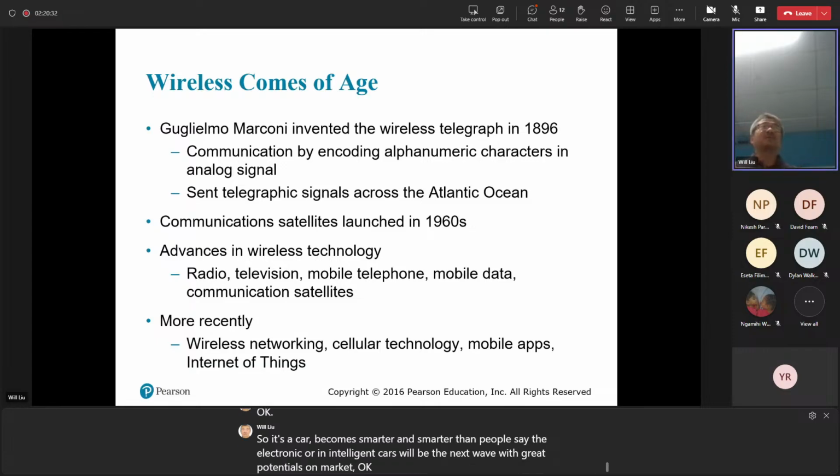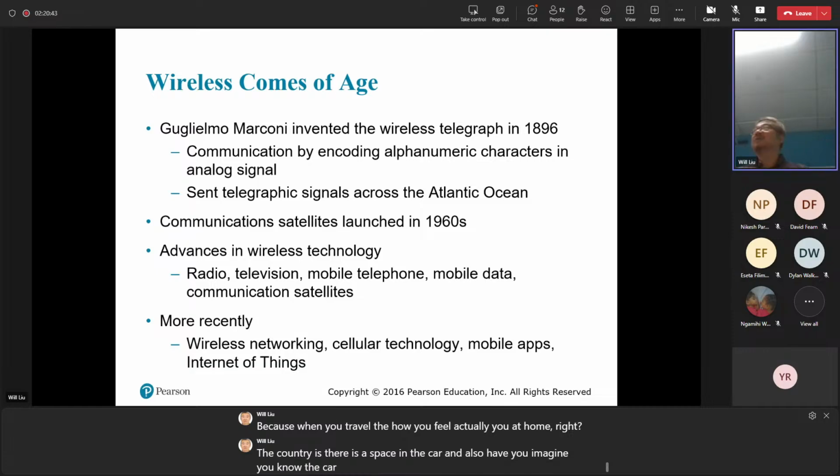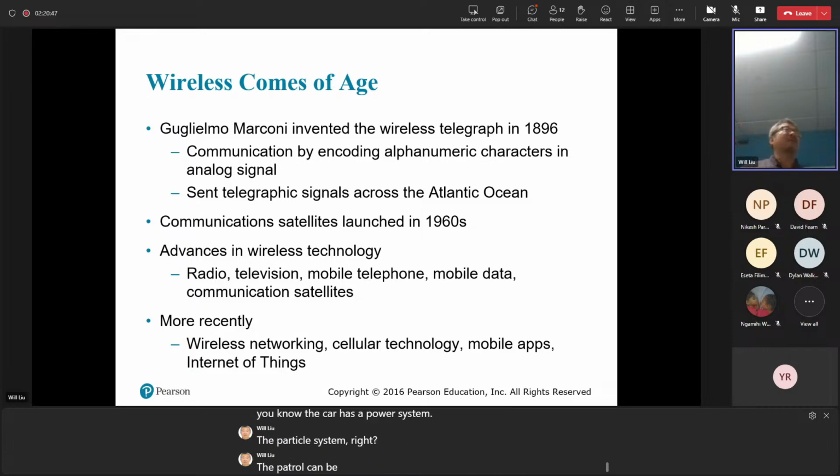Okay, because when you drive the car, you actually feel like you're at home, right? The car has a space in it. And also, have you imagined the car has a power system, the petrol system, right? The petrol can become power. Your car maybe in the future can be a cloud center. Have you imagined? Because the car has space, right?